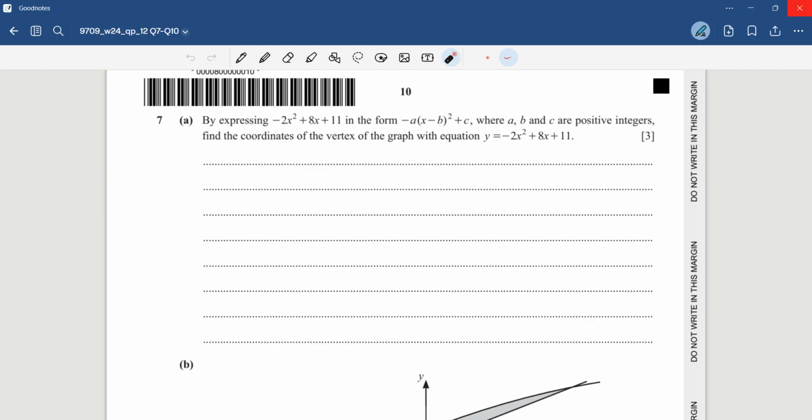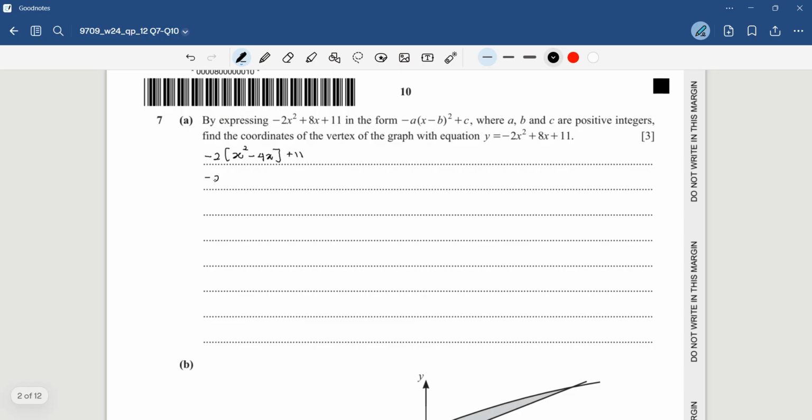You also can use a calculator to find out the a, b, and c if you want. But I'll just show you the full working of the completing the square method. So here, first I will factorize the negative 2. So negative 2, x squared minus 4x. I usually will only factorize a and b. So c I will just rewrite as it is.